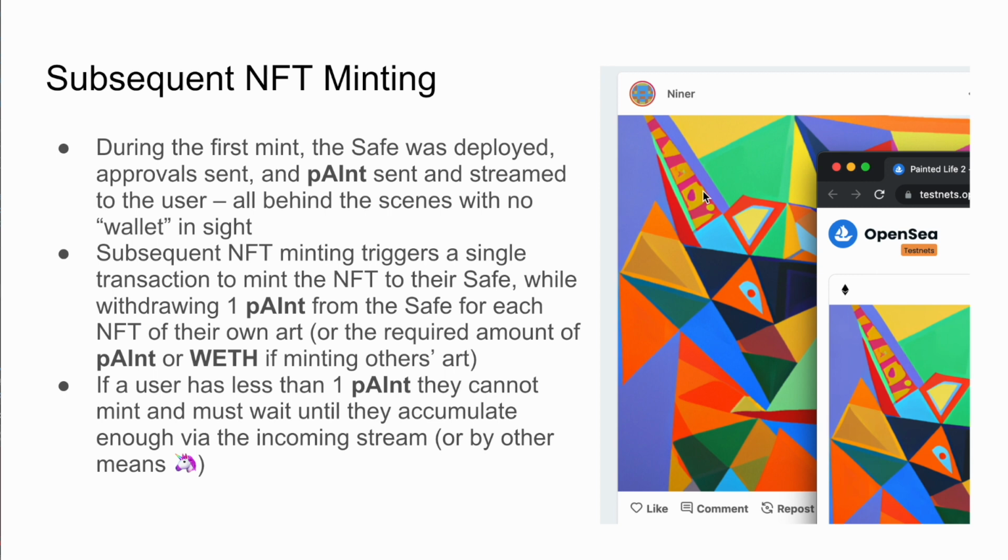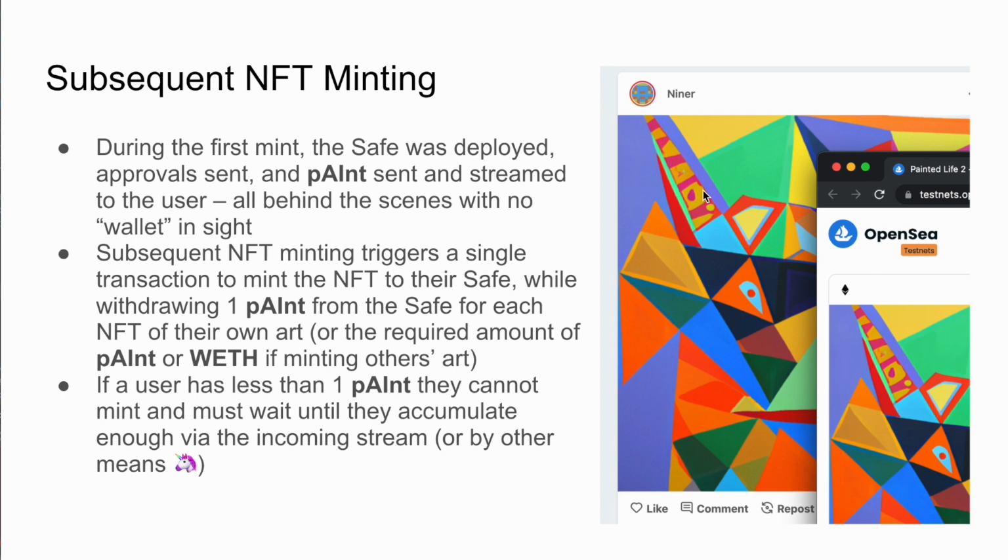Subsequent NFT minting, now that the safe is already deployed, happens via Gelato Relay. Again, a transaction is relayed. 1 paint is taken from their safe for each mint of their own art, or the required amount of paint or wrapped ether if minting others' art.